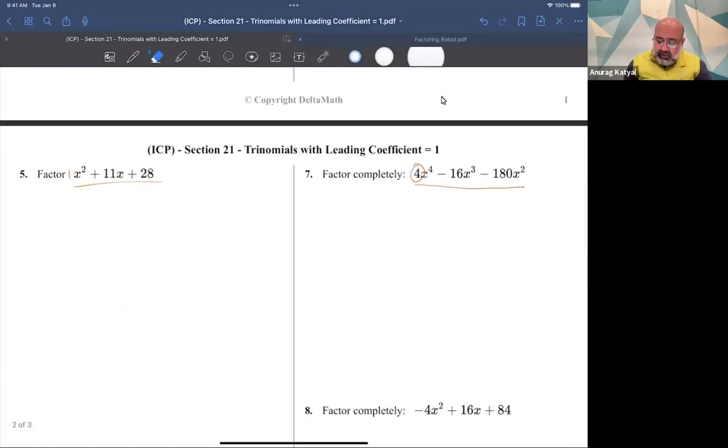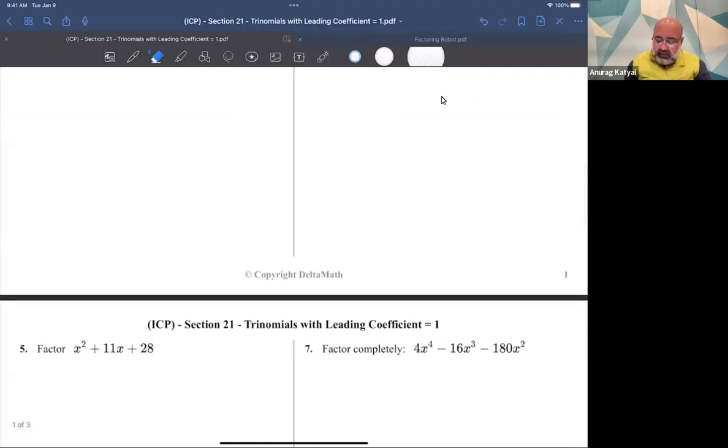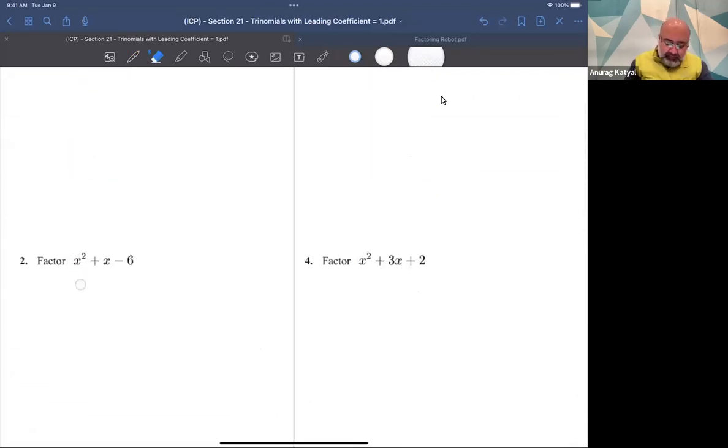I wonder which ones are going to be on the test. Hint, hint, cough, cough.